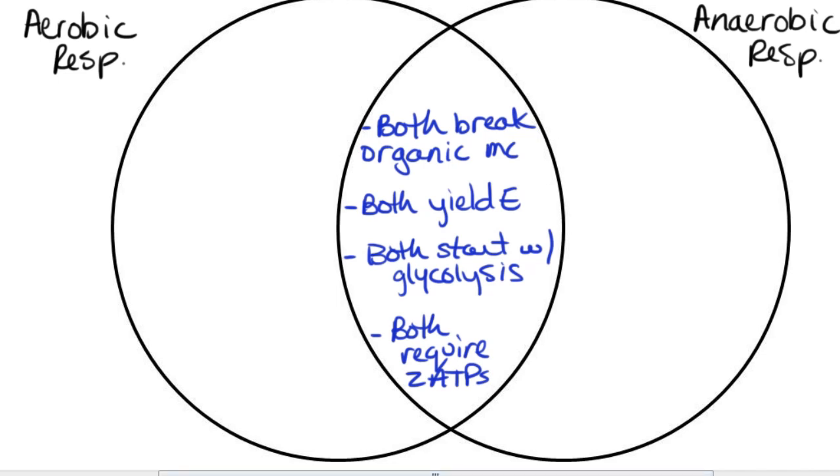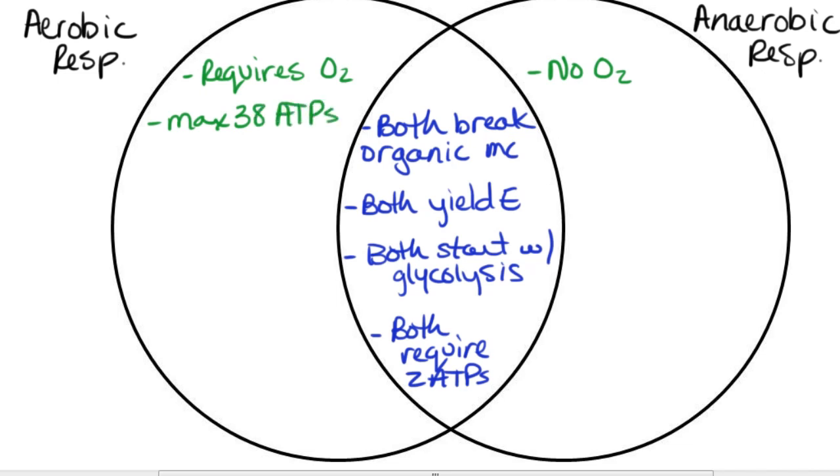Now, if we talk about things that are different from each other, if we start over here with aerobic respiration, first off, this one definitely requires oxygen gas. Anaerobic respiration, no oxygen is going to be required. Because of that difference in the oxygen, there's a huge difference in the efficiency. Over here on the aerobic respiration side, we usually say that it can produce a maximum of 38 ATPs, and that would be per glucose that we start with. And on the anaerobic side, it's going to be just 2 ATPs. And these are ATP profits that we're talking about.